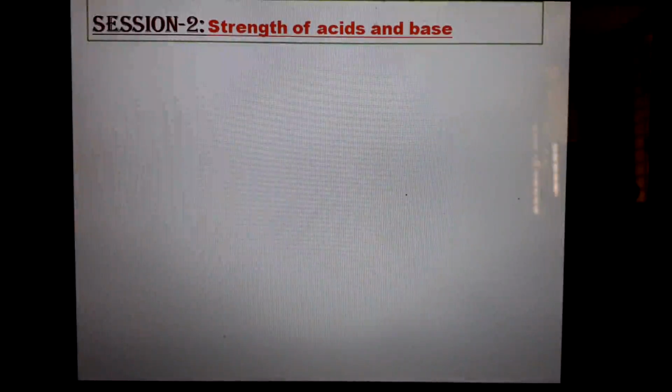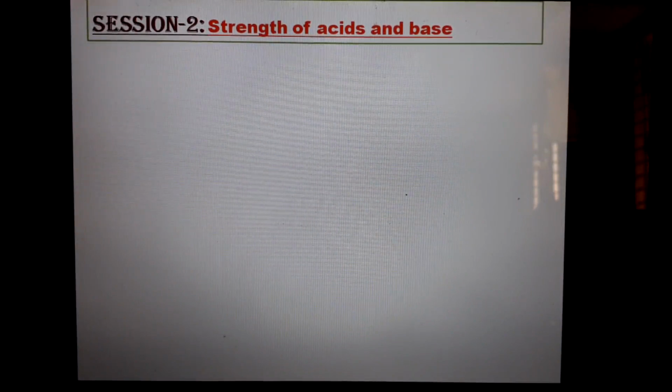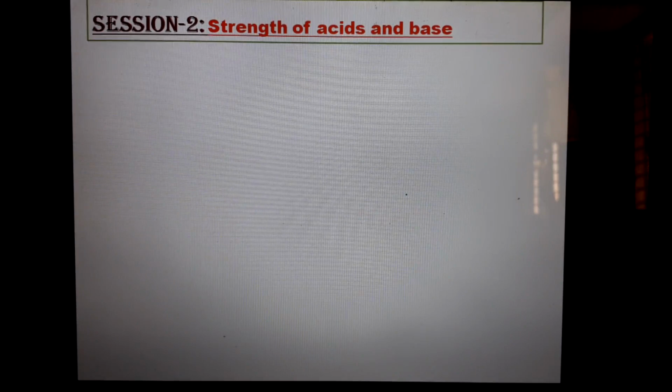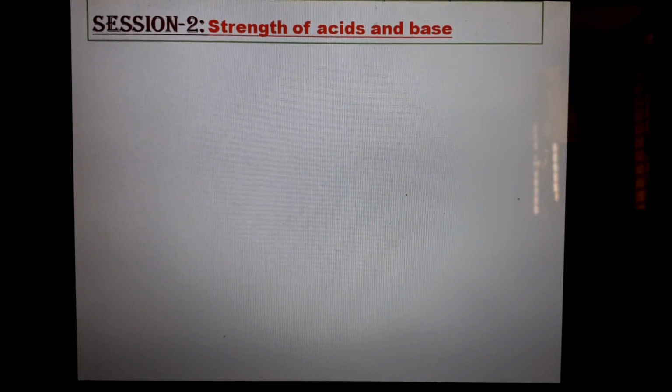Dear students, now the topic is ionic equilibrium. In this topic, we see session 2, strength of acids and bases. Before that, in the last session, we already saw the various theories of acids and bases. Now, in this session, strength of acids and bases.